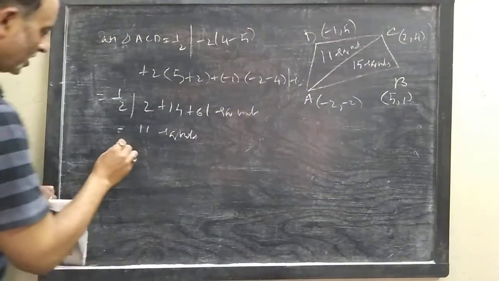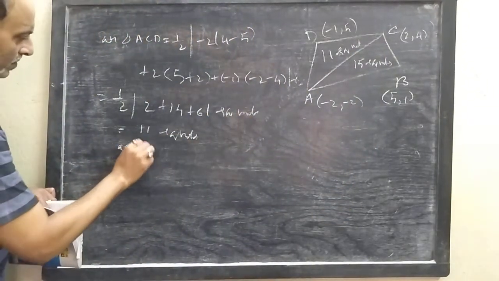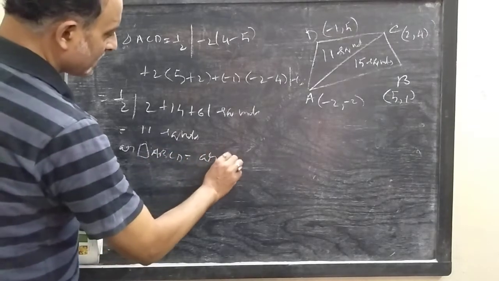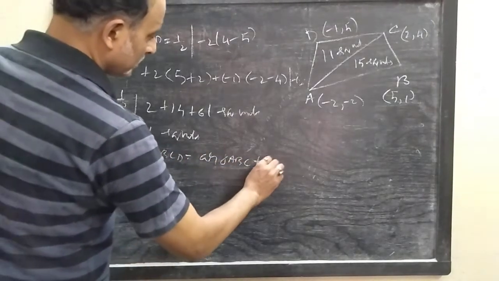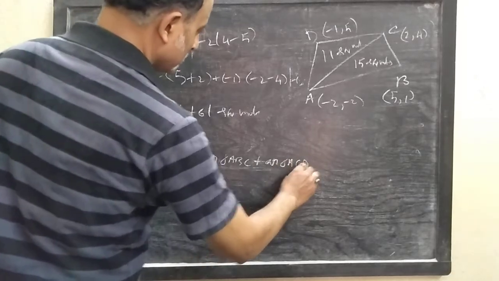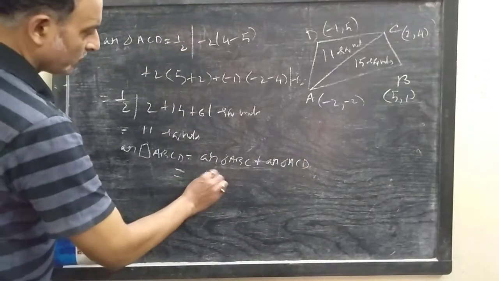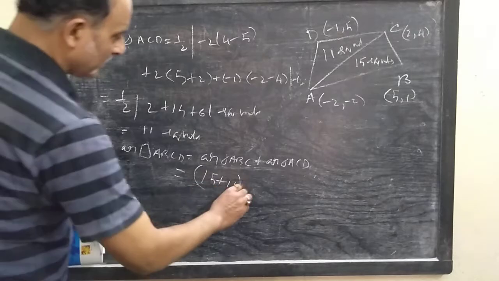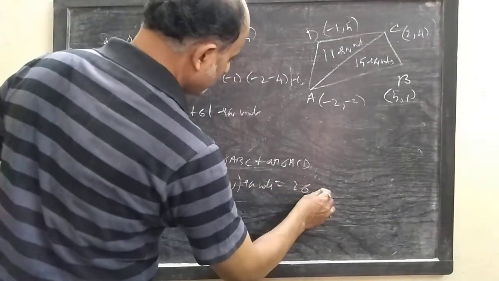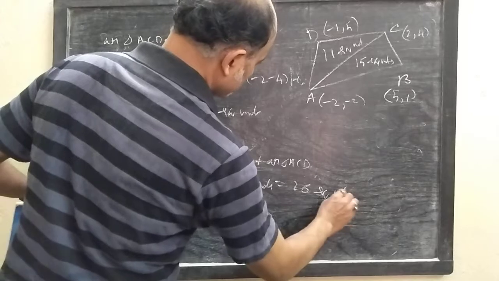So now the area of quadrilateral ABCD will be the area of triangle ABC plus the area of triangle ACD. So 15 plus 11 square units equals 26 square units. Okay.